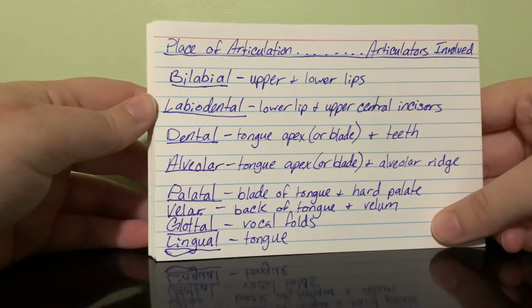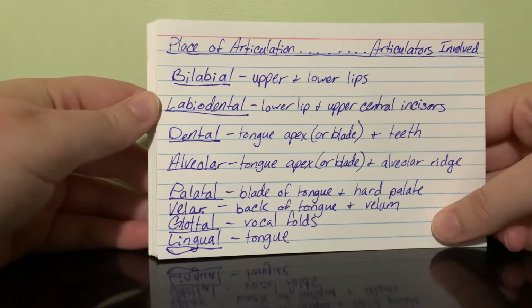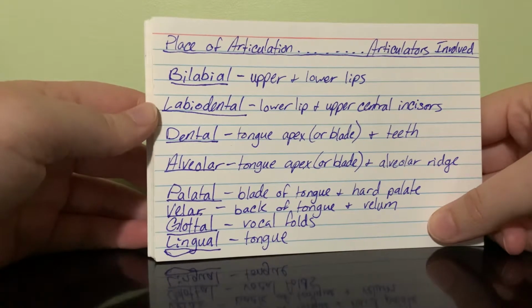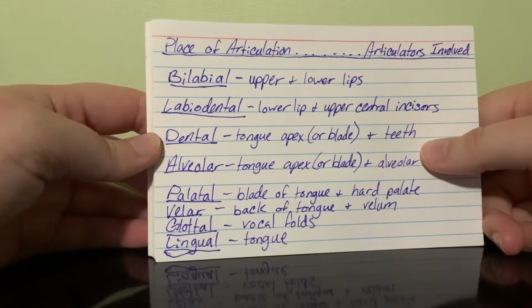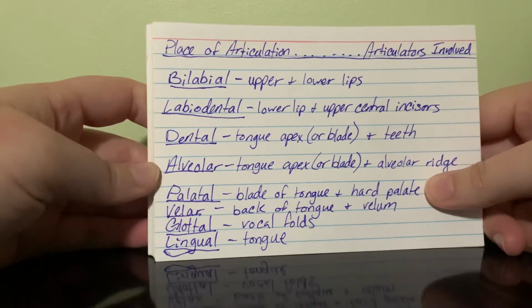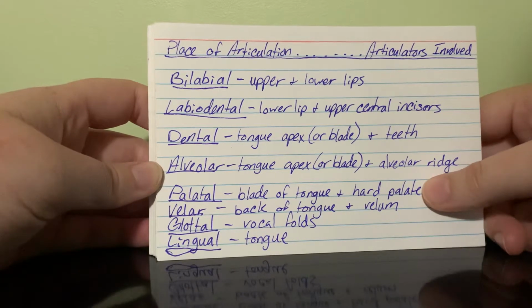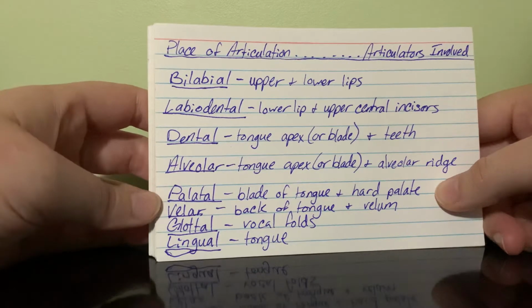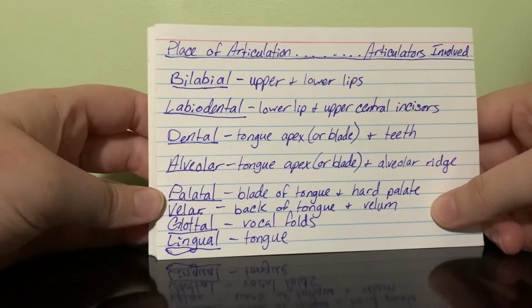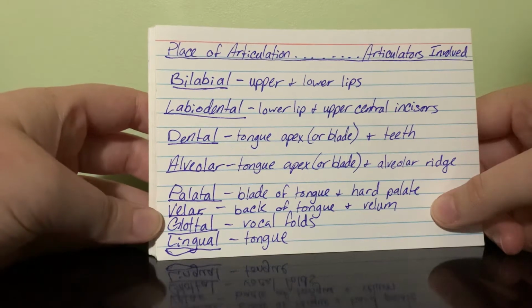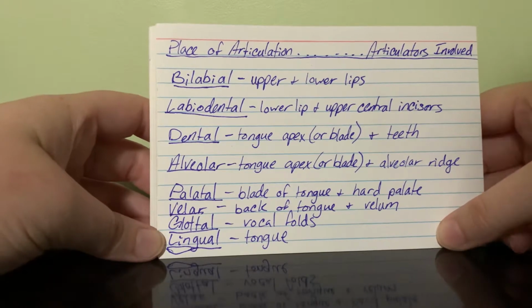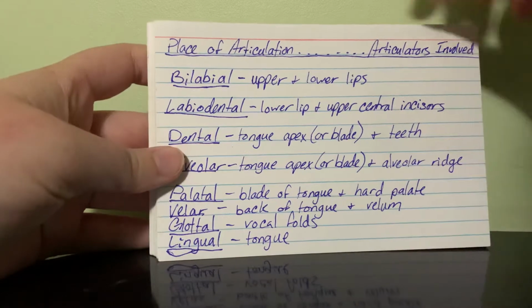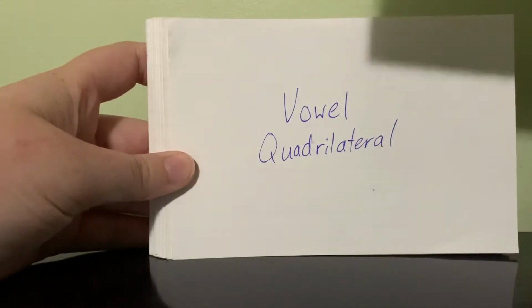So for bilabial, it involves the upper and lower lips. Labiodental, the lower lip and the upper central incisors of the teeth. Dental, the tongue apex and the teeth. Alveolar, the tongue apex and alveolar ridge, which is just behind the teeth. Palatal, the blade of the tongue and the hard palate. Velar, back of the tongue and velum. Glottal, which is the vocal folds, and the lingual, which is the tongue. So that's the various places of articulation and the articulators involved.